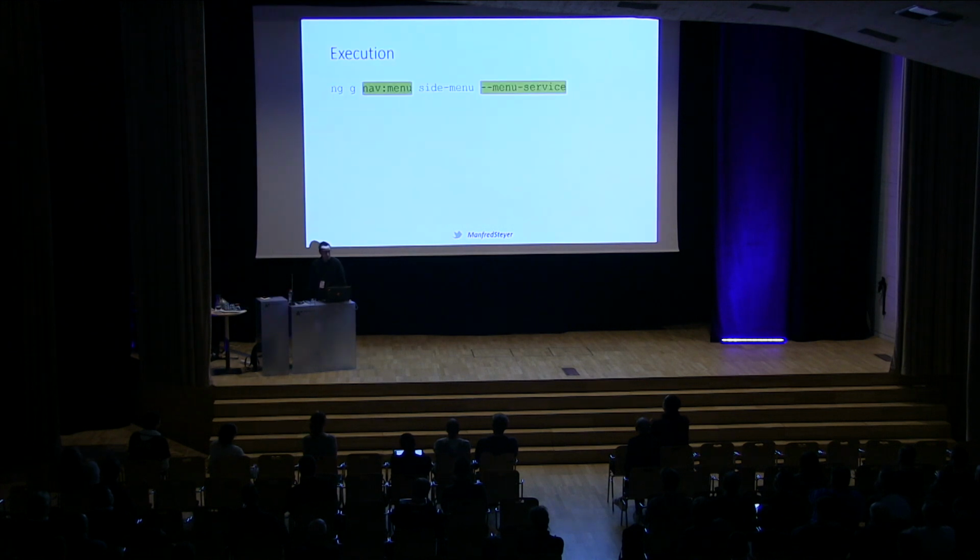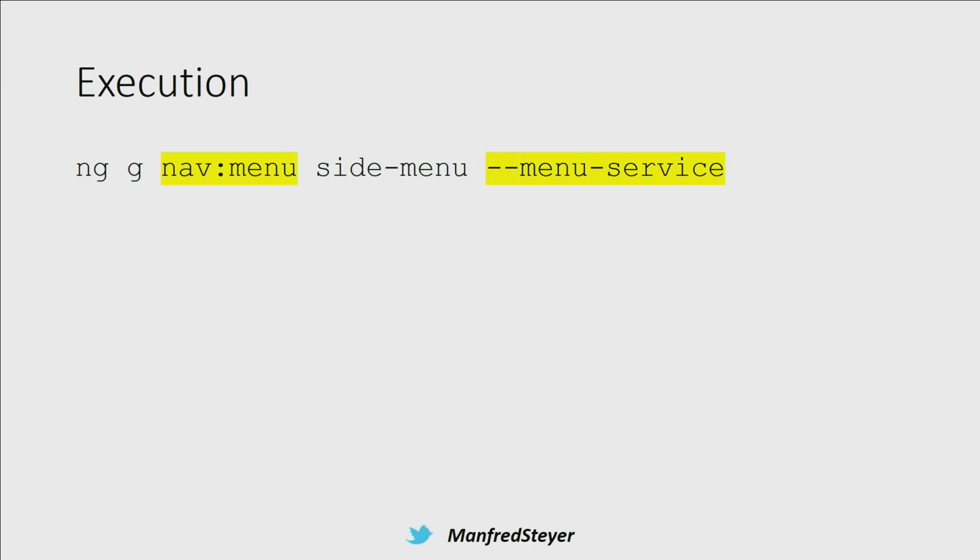And for this, I want to have a command like this. Something like ng generate with the name of my schematics, navigation menu, for instance. I want to append the name of my menu. It's here called side menu. And I want to add a flag that tells the code generator whether this service shall be generated or not.